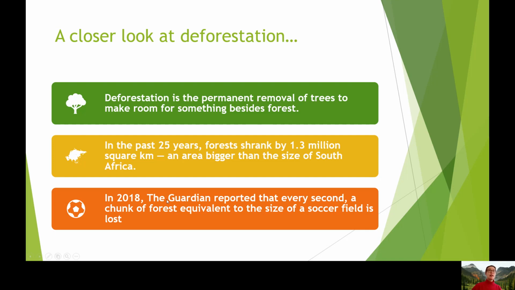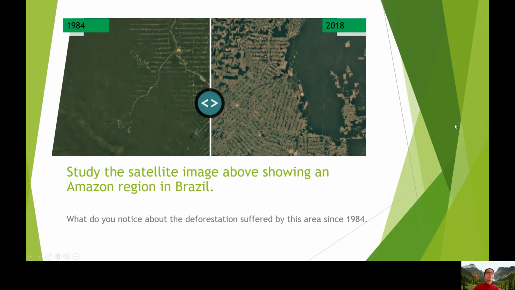In 2018, the Guardian newspaper reported that every second, a chunk of forest equivalent to the size of a soccer field is lost. So in the time that it's taken me to read that sentence, that's probably 8 seconds, the equivalent of the size of 8 soccer fields have been lost. That is a shocking statistic.